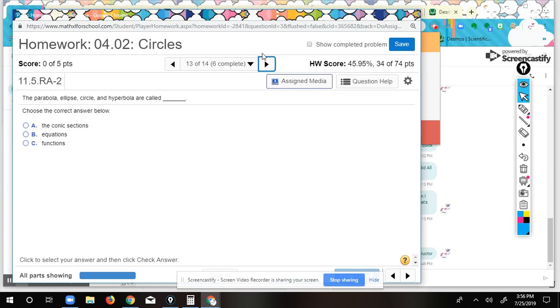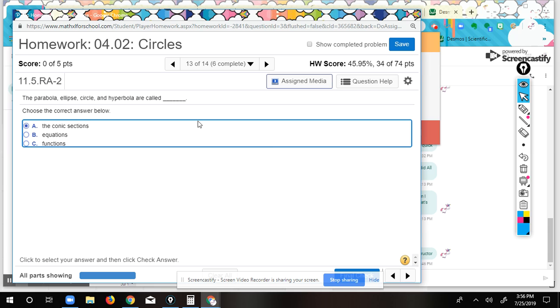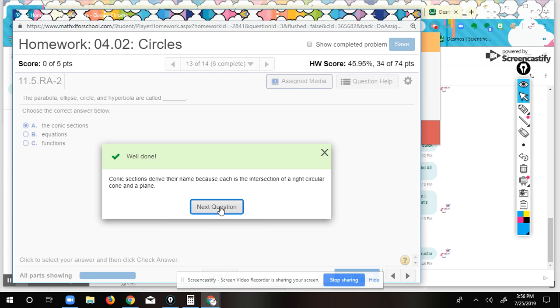The parabola, ellipse, circle and hyperbola, they are all called conic sections. That's what they are. Conic sections.